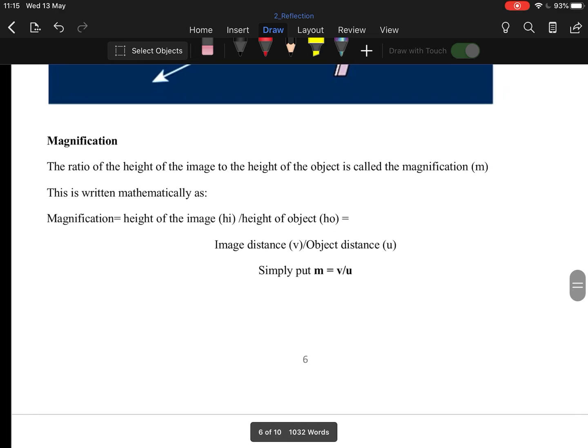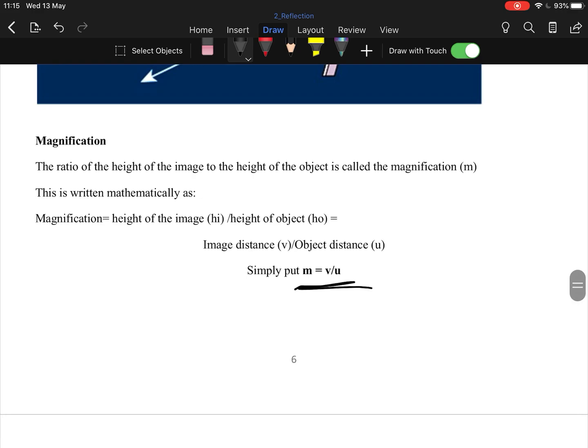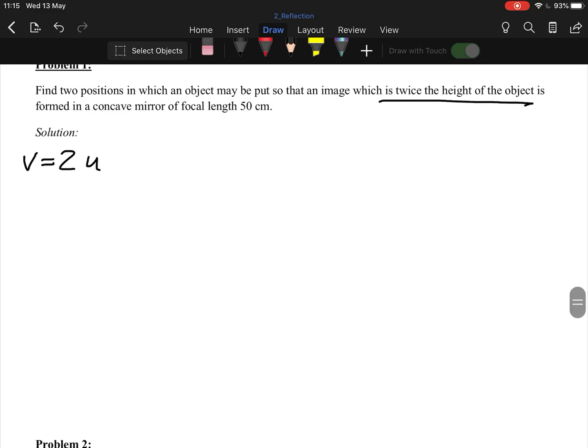V over u. Okay, so V can mean height or image distance. U is object height, object distance. Because we're dealing with height here, the image, which is V, is twice the height of the object, which is u. So therefore, V has to be 2u. In other words, it's twice the height of the object. Okay? Formed in a concave mirror of focal length 50.